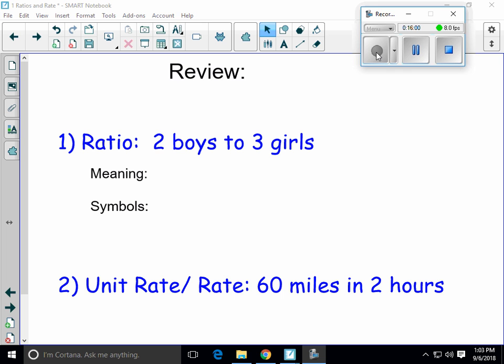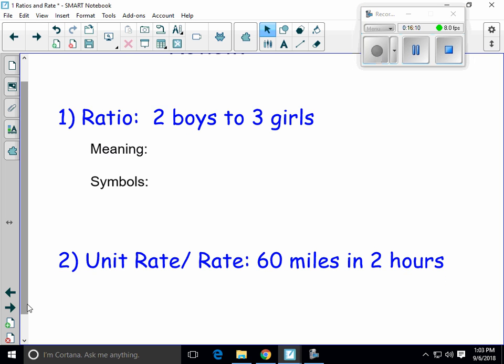If you still have time, I want you to go back and review the notes. Make sure you know the meaning of ratio, the symbols to write a ratio, and make sure you know how to find the unit rate. Remember unit rate, look at uni, that prefix means 1. How much for 1 unit?